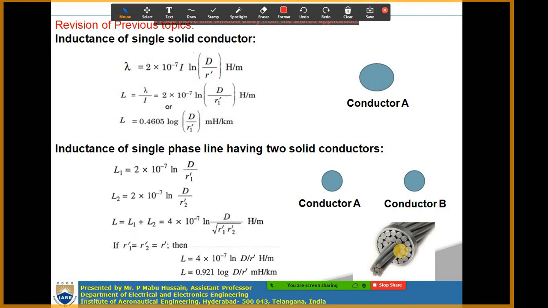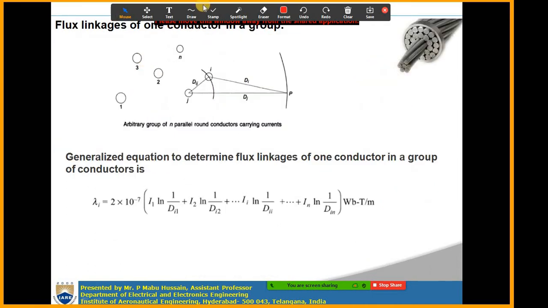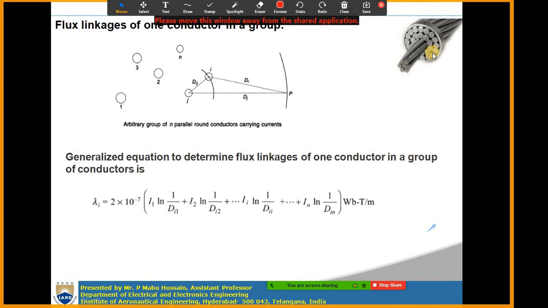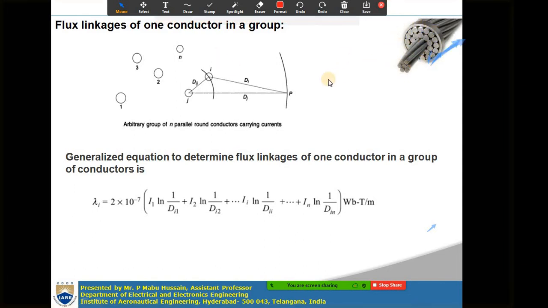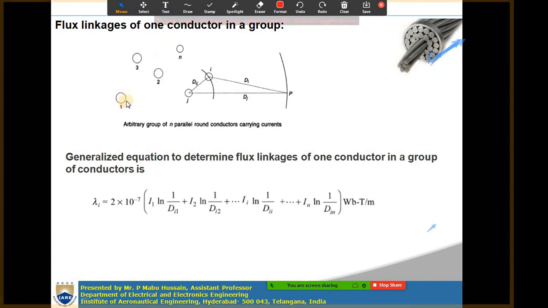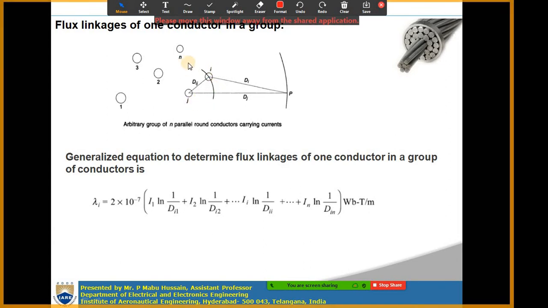Okay. To determine the inductance of this composite conductor, you first have to develop the flux linkages of one conductor in a group of conductors. See here, this conductor has a number of strands, and I am considering only one single conductor. Let us assume that this stranded conductor has a number of subconductors, represented with 1, 2, 3, i, j up to n.